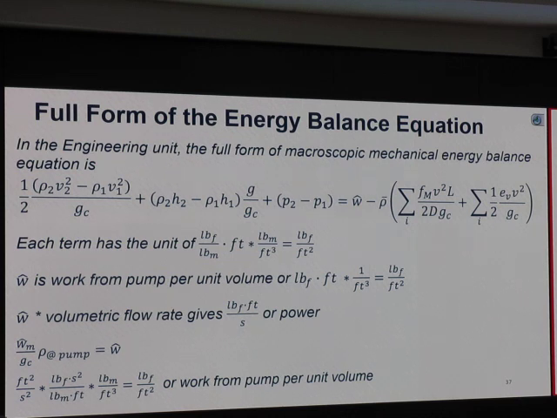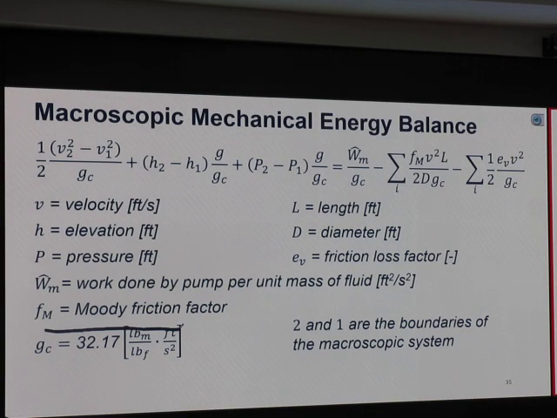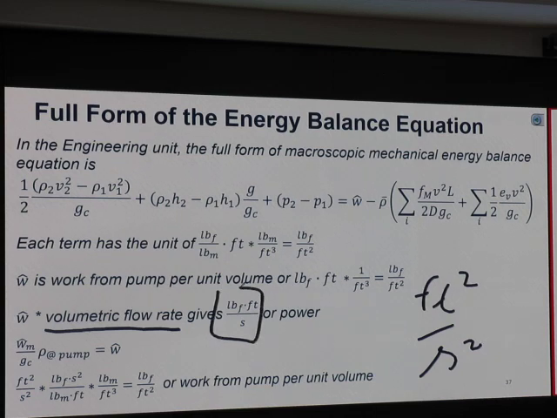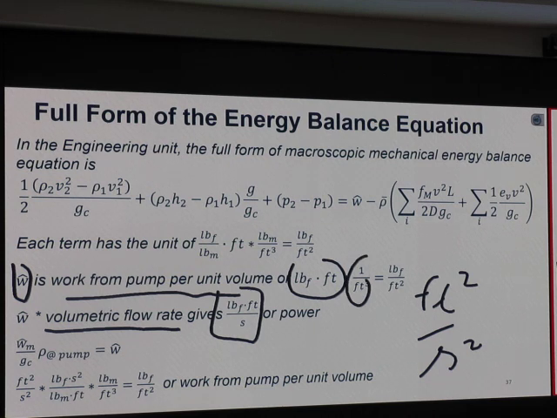And this is to show all those units. W hat multiplied by volumetric flow rate. W hat is feet square per second square. Feet square over second square multiplied by volumetric flow rate will give me pound force foot per second of power. And W hat is work done per unit volume, and that is what it is.